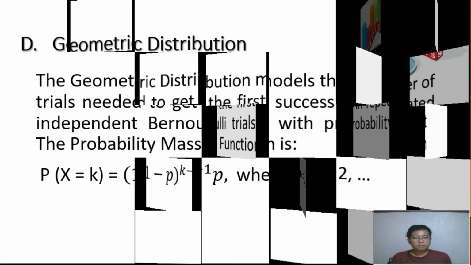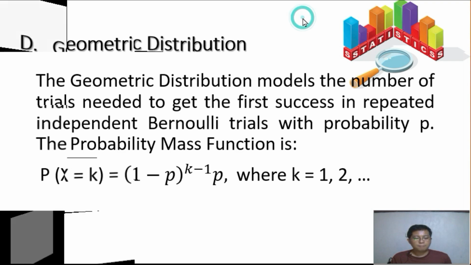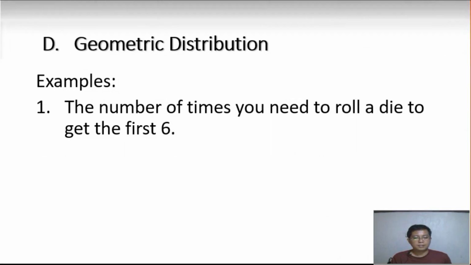Now, we proceed to the fourth type, which is the geometric distribution. The geometric distribution models the number of trials needed to get the first success in repeated independent Bernoulli trials with probability p. And the probability mass function is the probability of x equals k equals quantity 1 minus p raised to k minus 1 times p, where k could be 1, 2, 3, 4, and so on and so forth.